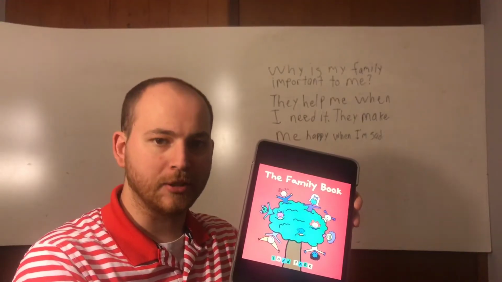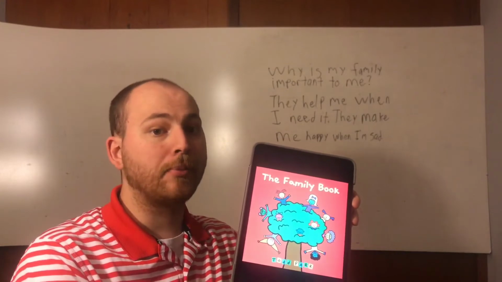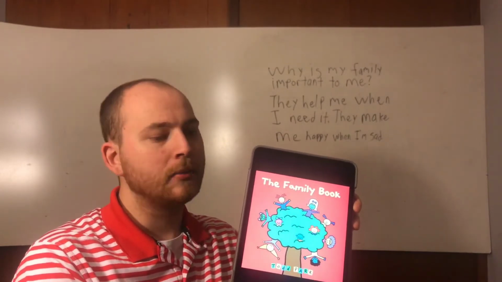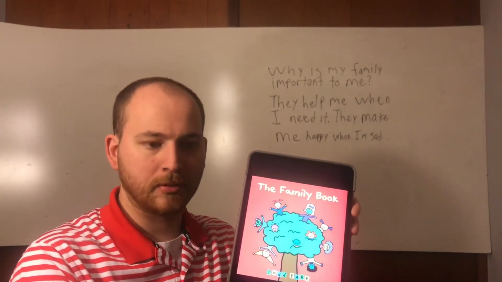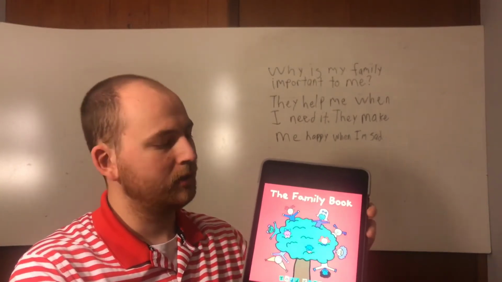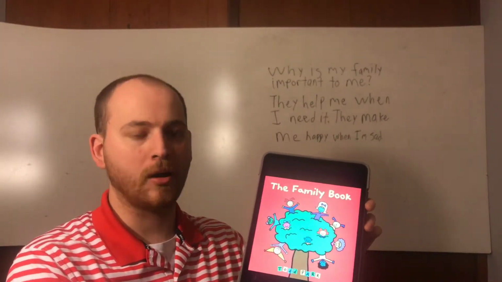Before today's activity, we are going to read a book about families. Now pay close attention to this book because this book may have similarities or differences from your family. So let's go ahead and start. The book we're reading today is called The Family Book by Todd Parr.